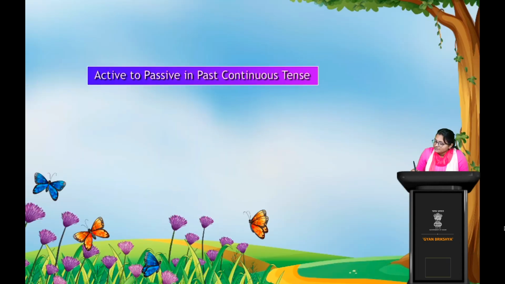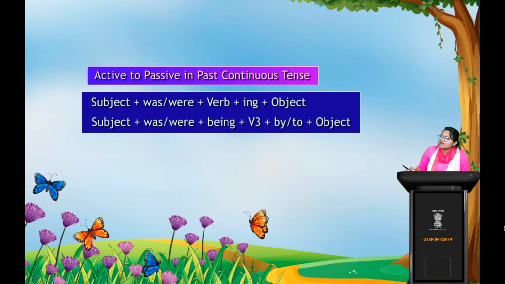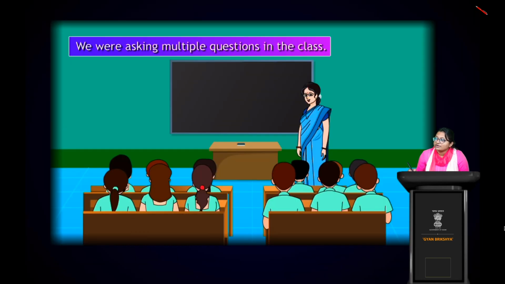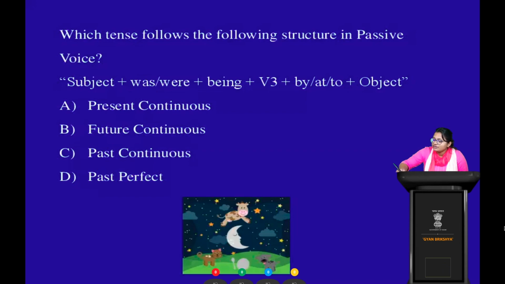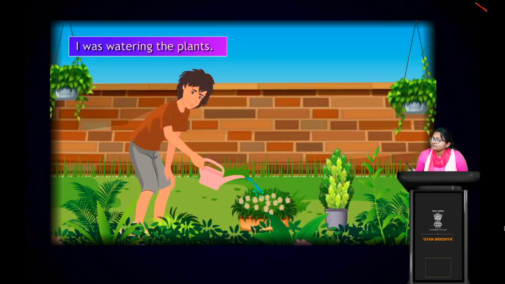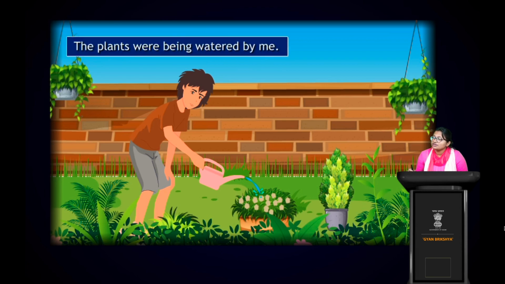We have seen this is past continuous. So in past continuous, you have to remember, in case of any tense, whenever in continuous you have ing, it changes to being. This is a golden rule that you need to remember. Then look at this example of past continuous: "I was watering the plants," which changes to "The plants were being watered by me."